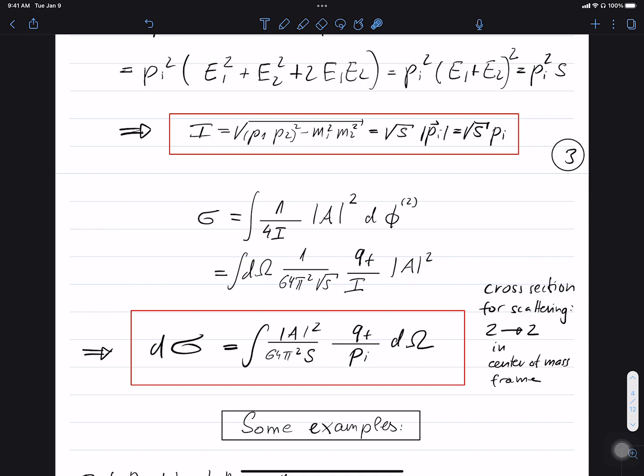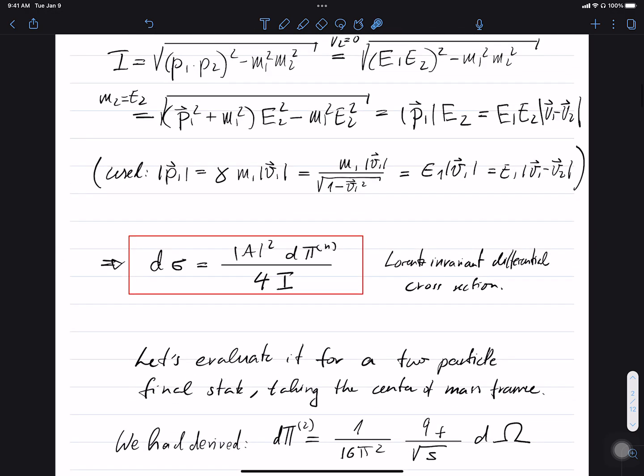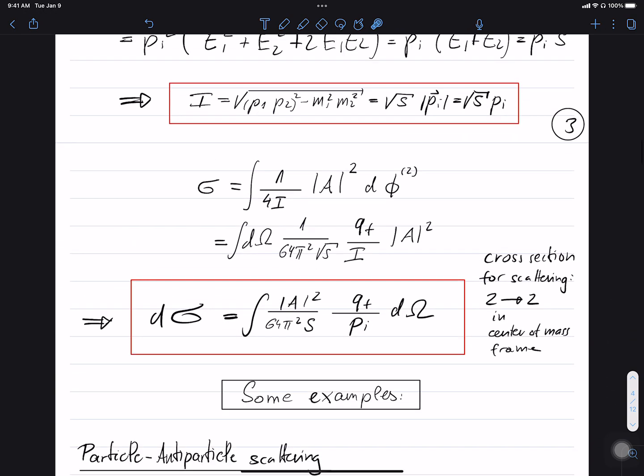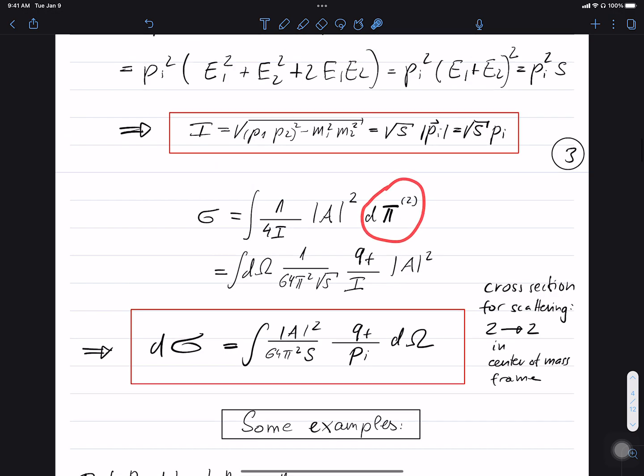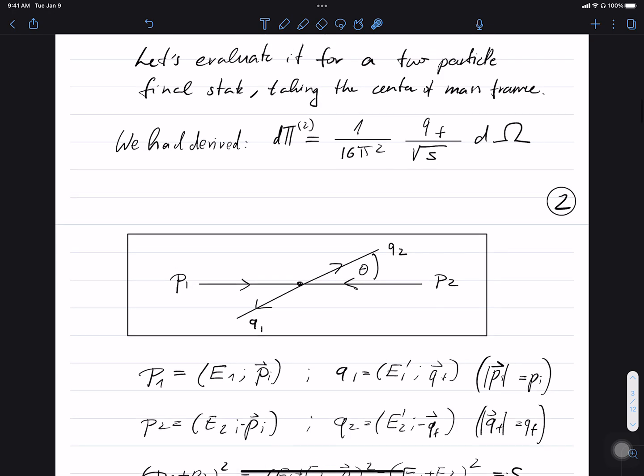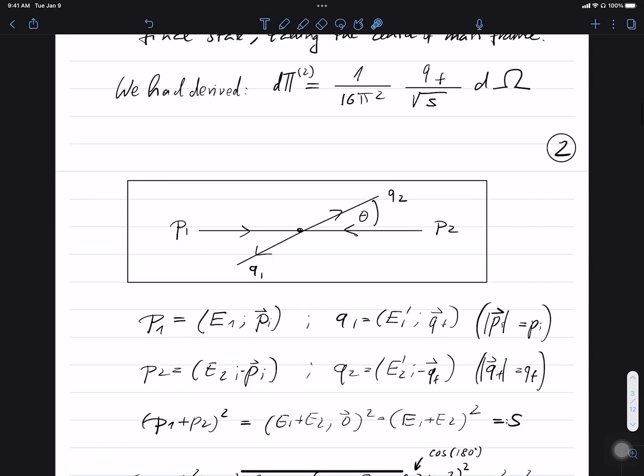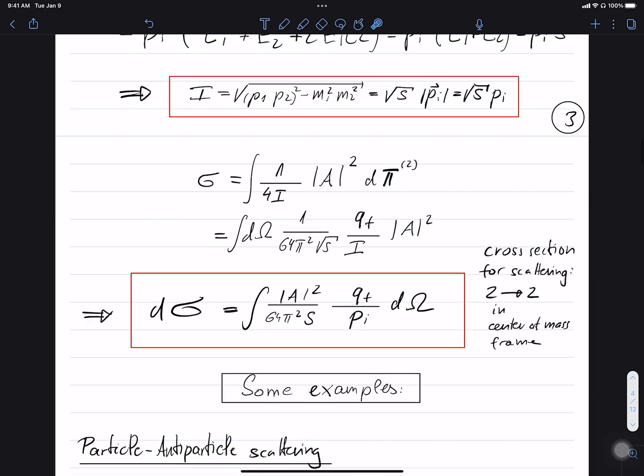We can now write the explicit formula for the total cross section for the scattering into two final states. We take the integral over the d pi. It's very often also denoted with phi, but we had used the notation d pi, so we should stick to the d pi notation. So we put in the definition of this measure here, and the integral that remains runs over the omega.